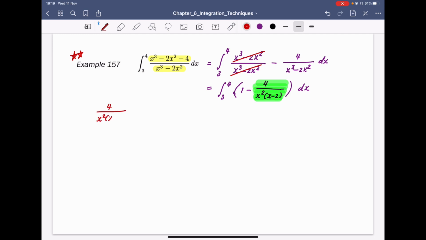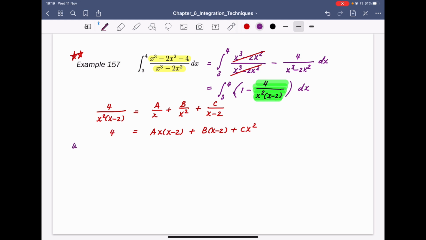All right. Next, we are going to set up the partial decomposition. 4 over x squared times x minus 2. This is going to be a over x plus b over x squared, and also plus c over x minus 2. If you clear out the denominator, you're going to have a times x minus 2 plus b times x minus 2, and then plus c times x squared. This is equal to 4.